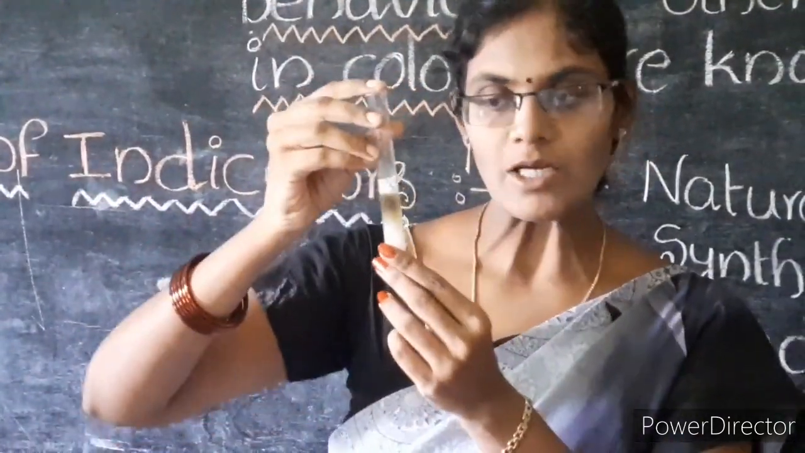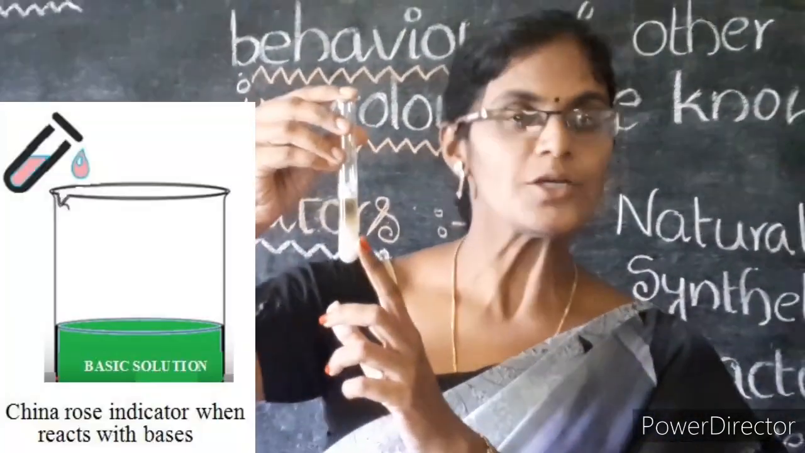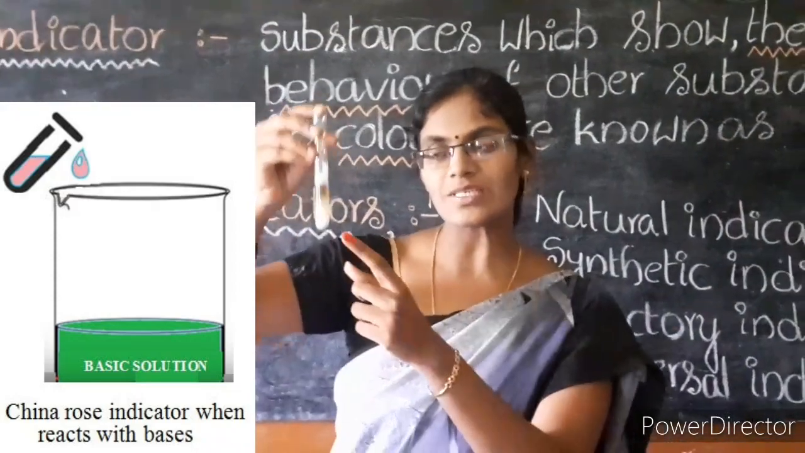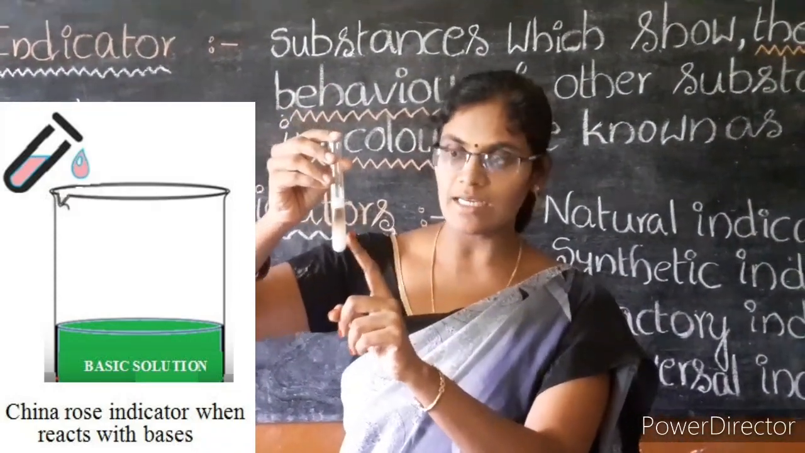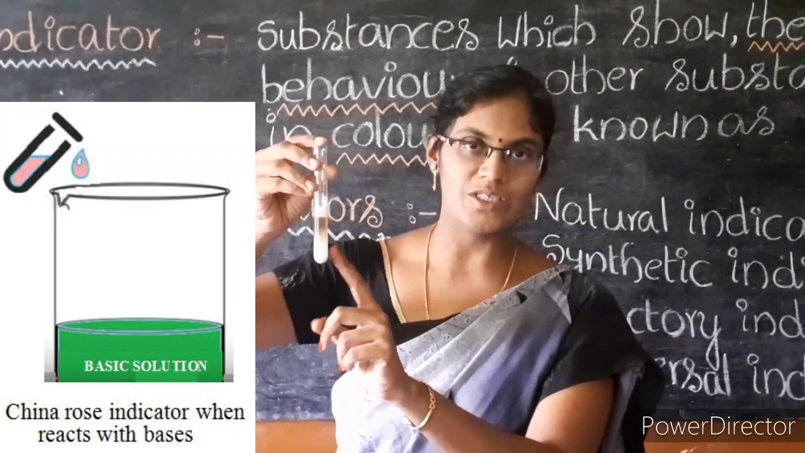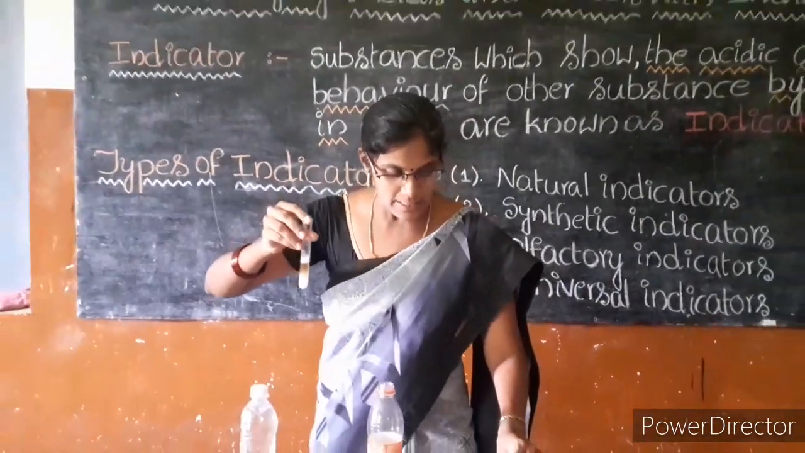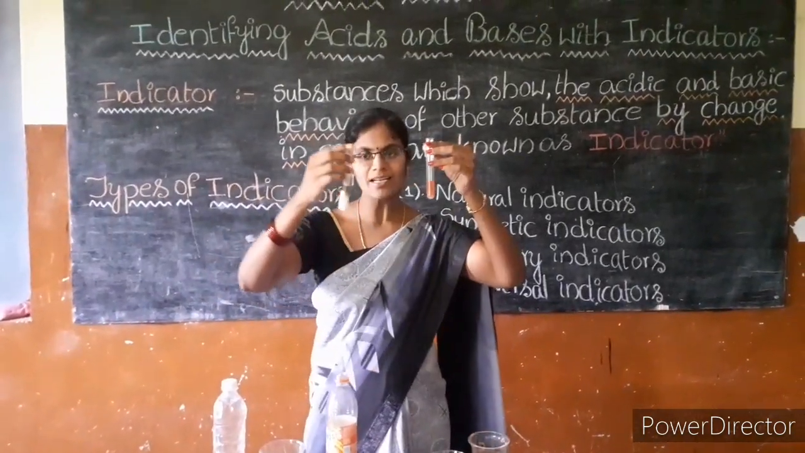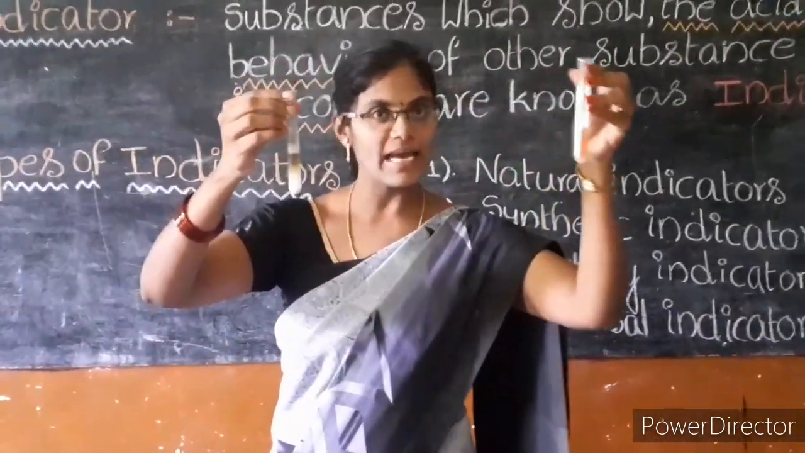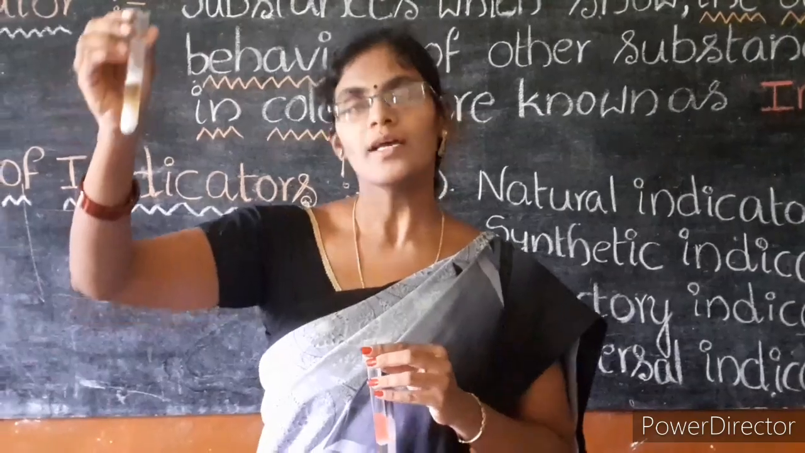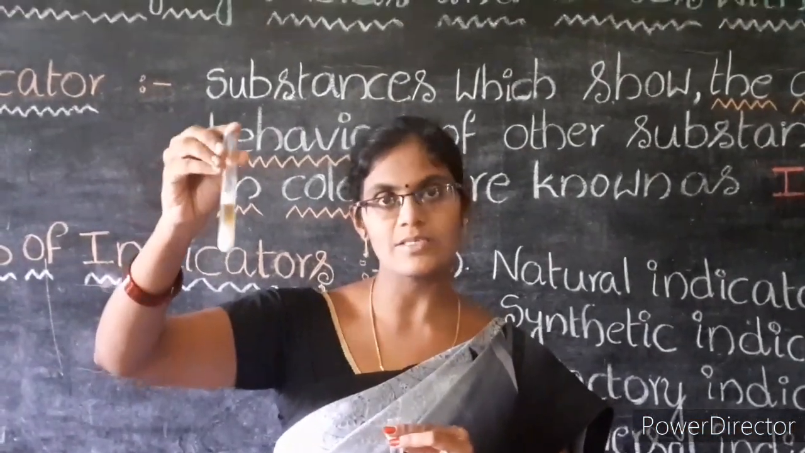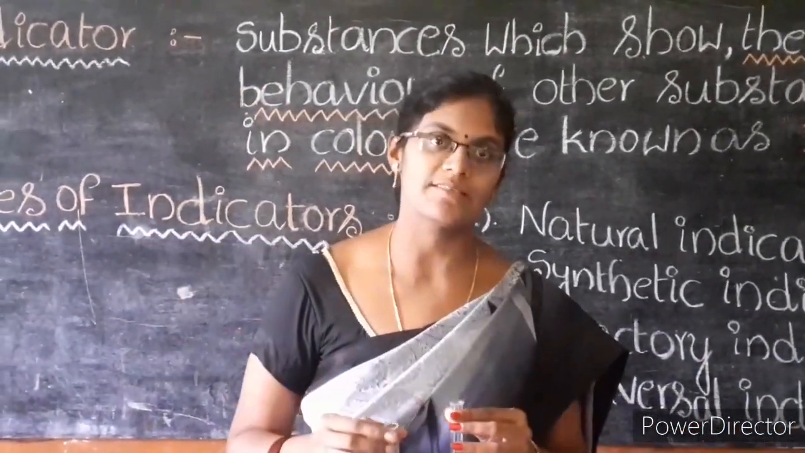So if we add China rose solution to any substance, and the substance changes into greenish color, then we call that substance basic. In case the substance changes into pink color, that substance is acidic, and if it turns to green color, then that substance is called a basic substance.